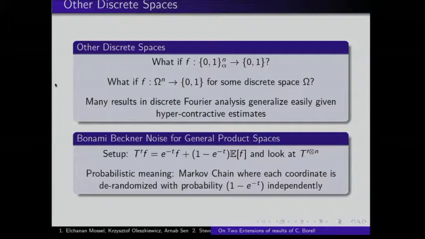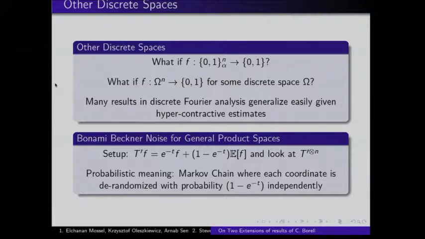The question is, again, what can you say about hypercontractivity in this setup? Okay, so again, the semigroup is going to be the same semigroup that we've been talking about before. Again, two interpretations. One interpretation is that if you think about the random walk, each coordinate keeps the same value with probability e to the minus t, and otherwise it picks a new value according to the stationary distribution on the one-dimensional space that we're looking at.